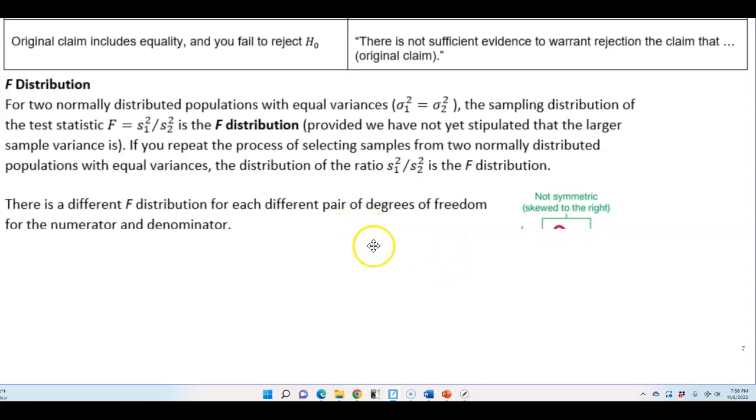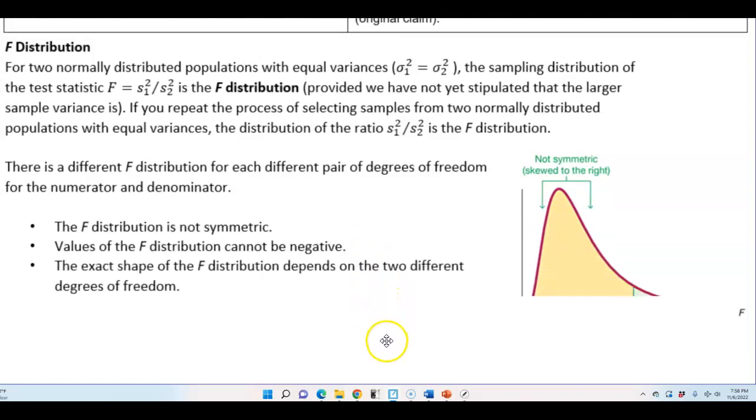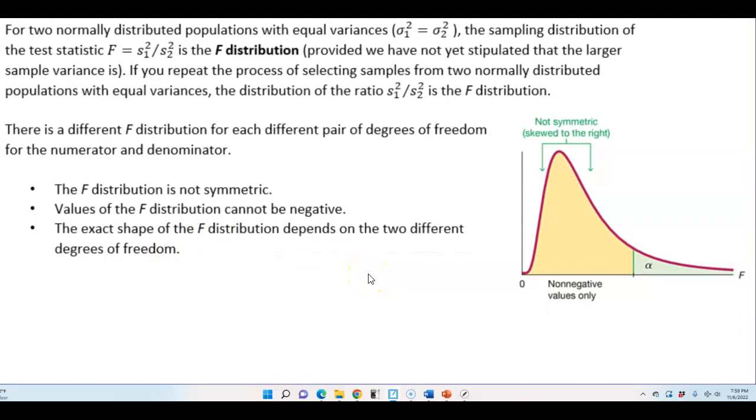There is a different F distribution for each different pair of degrees of freedom for the numerator and denominator. If you take a look at the figure to the right, the F distribution is not symmetric. The values of the F distribution cannot be negative because you have 0 and everything to the right. And the exact shape of the F distribution depends on the two different degrees of freedom.